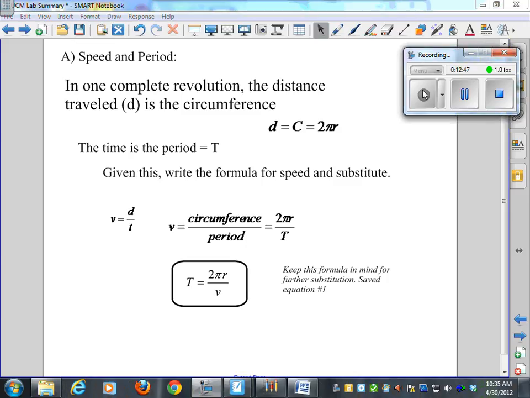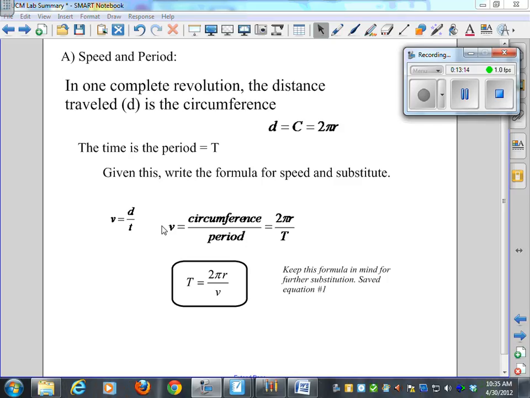All right. So we're going to start by looking at speed and period. In one complete revolution, the distance traveled d is the circumference as it goes around the circle, which we already know is 2 pi r. And the time it takes to do this is our big T, which is our period. So given this, we're going to write the formula for speed and substitute. So v equals d over t. In this case, that's the circumference over the period, or 2 pi r over T.